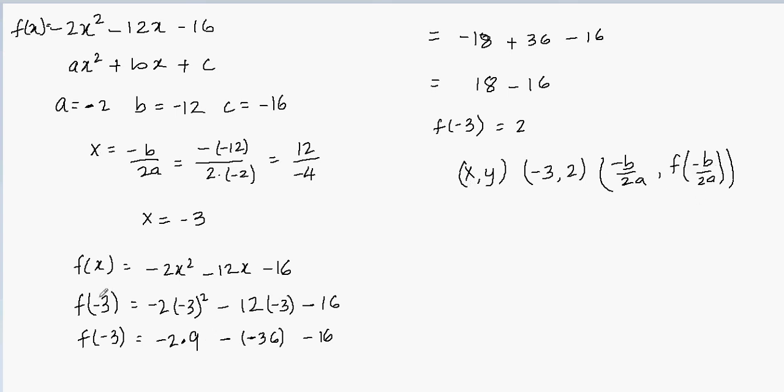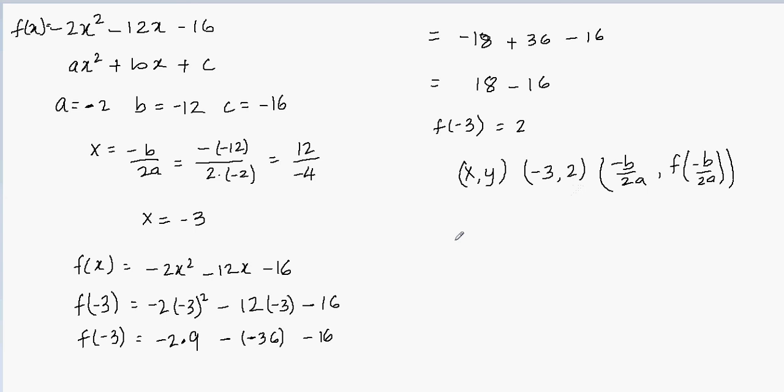What did we do here? F of -b/2a, because this was -b/2a, and we replaced -b/2a with the value which we got. So here, f of -3. It's the same thing. It's f of -b/2a, which is the y value. That's why it's nothing but just writing the vertex in this form, but it's basically x comma y. You write the x coordinate of the vertex and then you write the y coordinate of the vertex. So you've got -3 comma 2 here. We got the vertex already.